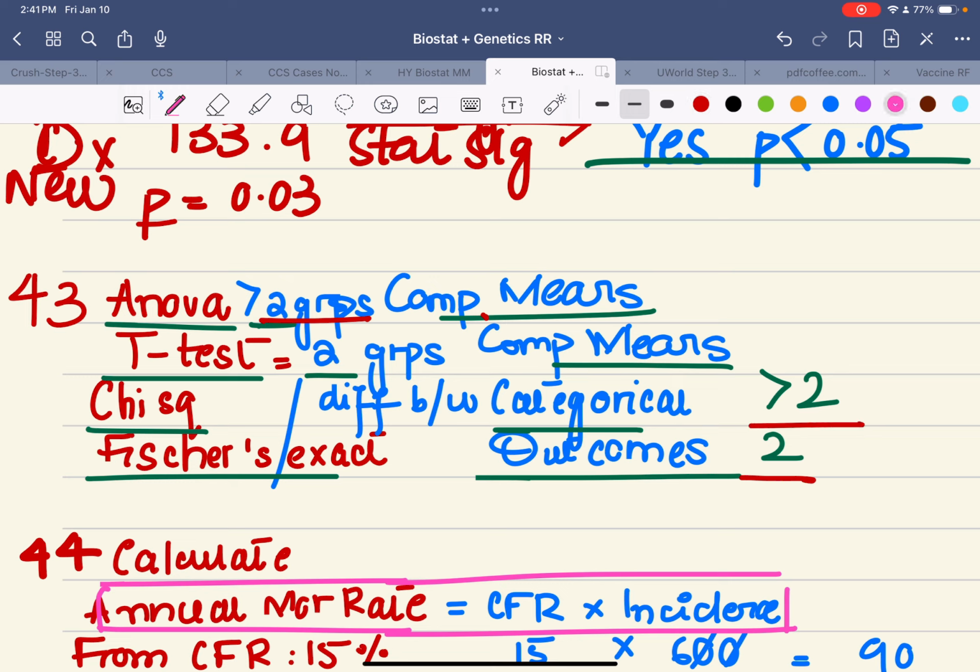And also remember it with this mnemonic that 2 is exactly 2. Therefore, the name is Fisher's exact, right? And for greater than 2, of course, it's chi-square. And T is just like a shorter name as compared to ANOVA. So t-test is just for the two groups and ANOVA is for greater than two groups.